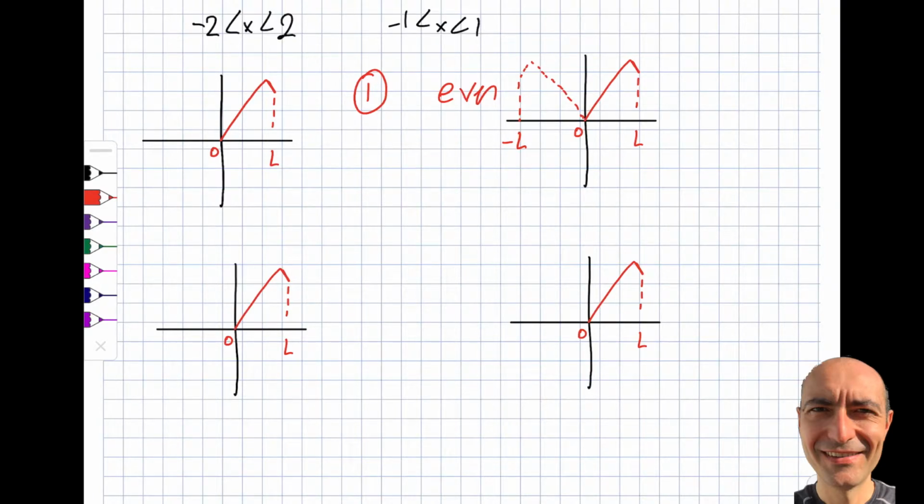I can make it odd. So this is the second one. It can be odd, which means that it will continue like that, and then it will be like this. So this is minus L as well, and this is the range that I'm interested in. The third is kind of new now: I can translate it. What that means is I simply do this. This is minus L, I have something like this. It goes to the 0, and then I just translate it.